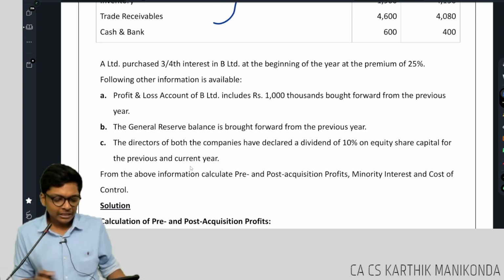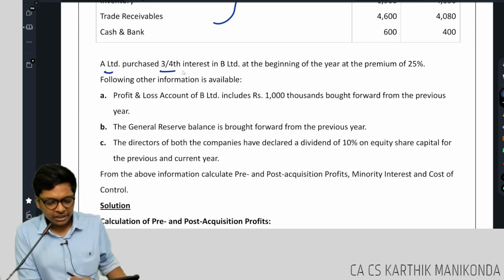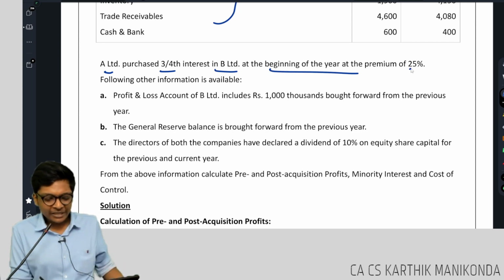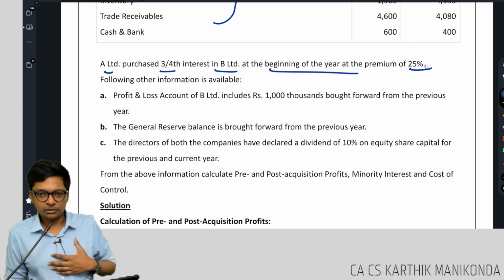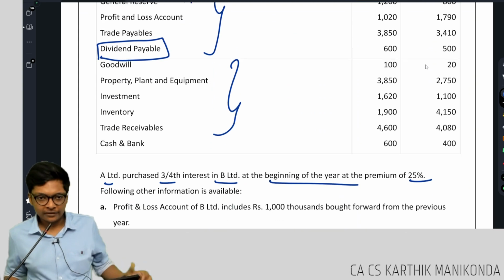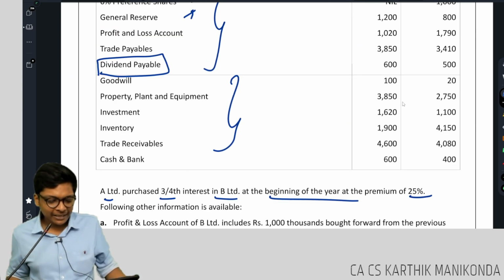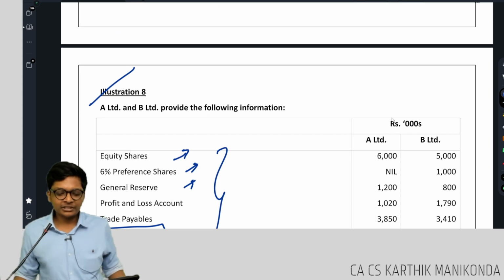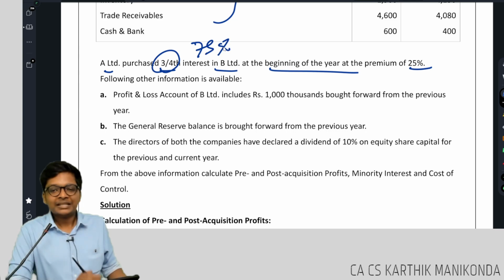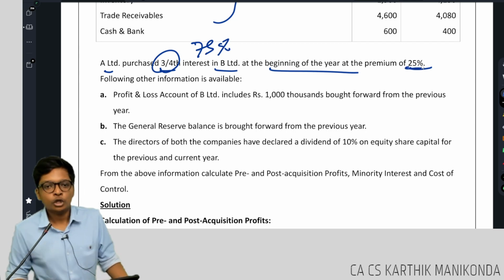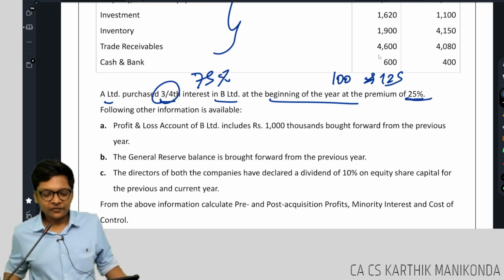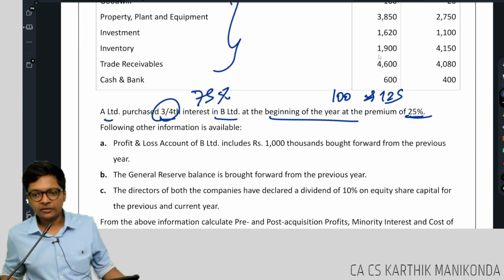That's it. Come down. A Limited purchased 3/4 interest in B Limited at the beginning of the year at a premium of 25%. Okay. So this balance sheet is end of the year or beginning of, we don't know. Okay, fine, we will see that. At the beginning of the year, generally balance sheet means it will be end of the year. So the question is silent, I will take it as end of the year. So beginning of the year, 3/4 means how much guys? 75% holding subsidiary, a premium of 25. That means if face value is 100, I paid 125. If face value is 10, I paid 12.5.